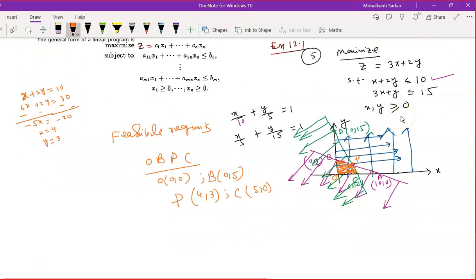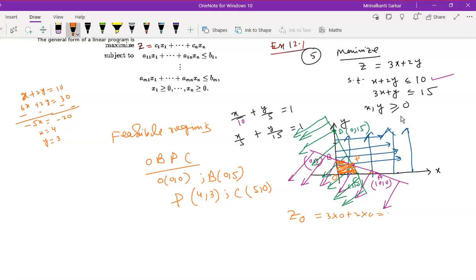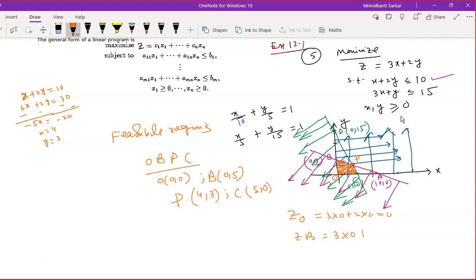Now we take care of the objective function, that is Z. Z at the origin is 3 into 0 plus 2 into 0. Z at B is 3 into 0 plus 2 into 5, that is 10. Z at P is 3 into 4 plus 2 into 3, that is 18.